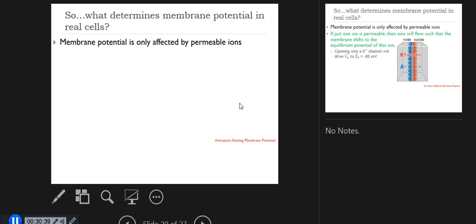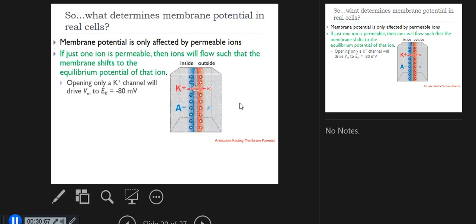So the actual membrane potential of a cell will be affected by whatever ions are coming across it. Basically, any ion that's permeable is going to be affecting the membrane potential of a cell. And the more permeable ions are, the larger effect they tend to have on the membrane potential.